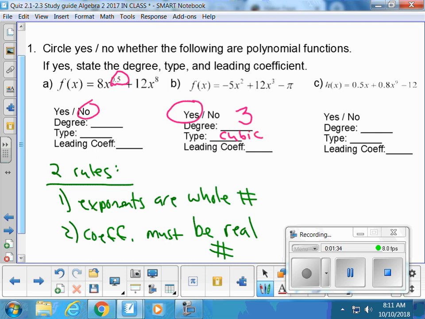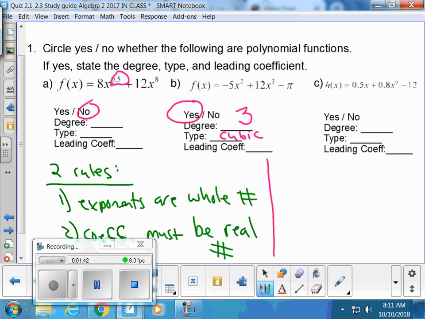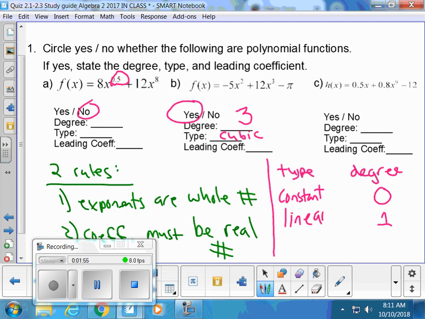I'll go ahead and put the type chart on here as well for all of you. I have it over my whiteboard, but people in the video can't see it. So the type is based on what the degree is. If the degree is a 0, the type is a constant. If the degree is 1, the type is going to be linear. If the degree is 2, the type is going to be quadratic. And if the degree is 3, the type is going to be cubic. There's no special words from there on out. So if you have a degree 20, you just call it a 20th degree. There's no special word for that.